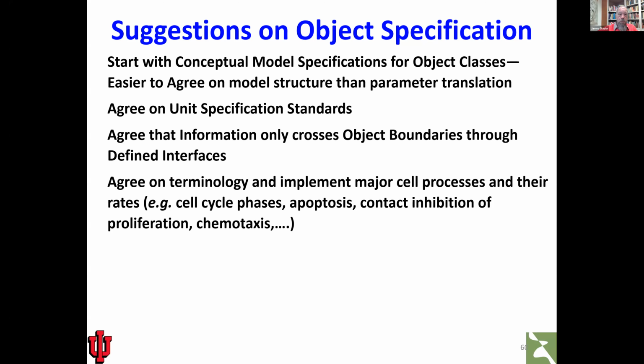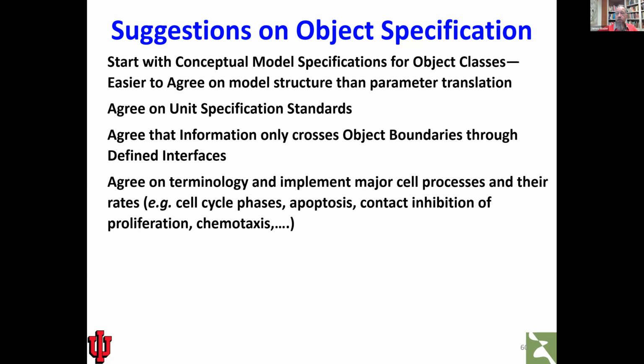And then I think something that's really critical that maybe is a little bit more biological is that I think we can probably agree on a basic set of terminology and implement major cell processes and define fundamental concepts like rates. So we could define the phases of the cell cycle that we're going to say are expected to be implemented in a model of this kind. We're going to have certain kinds of cell death, like apoptosis. We're going to expect those to be implemented.